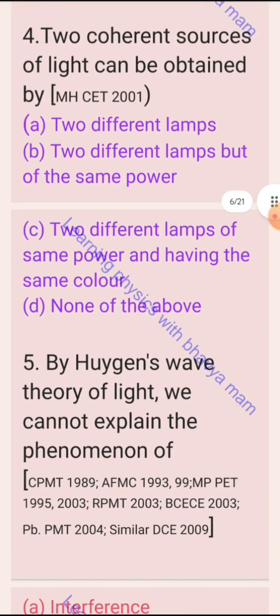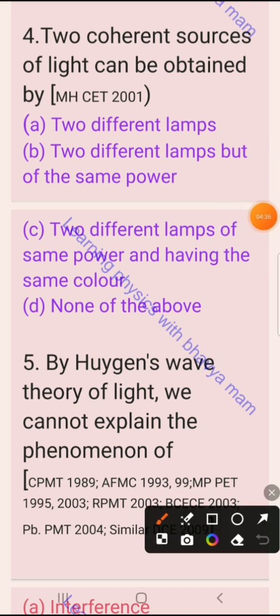The fourth question, two coherent sources of light can be obtained by: two different lamps but of the same power, two different lamps of same power and having same color, none of the above. Coherent sources cannot be obtained by different lamps, or two different sources cannot be considered as coherent sources. So, therefore, none of the above is the correct answer.